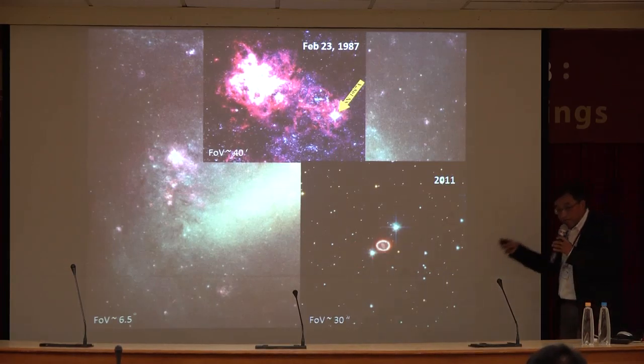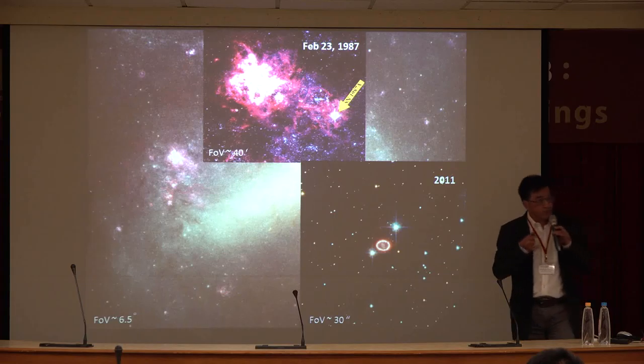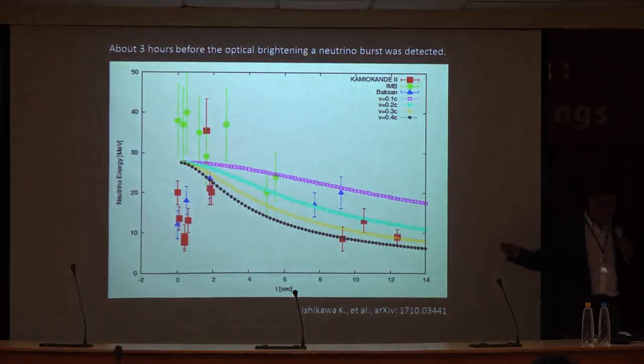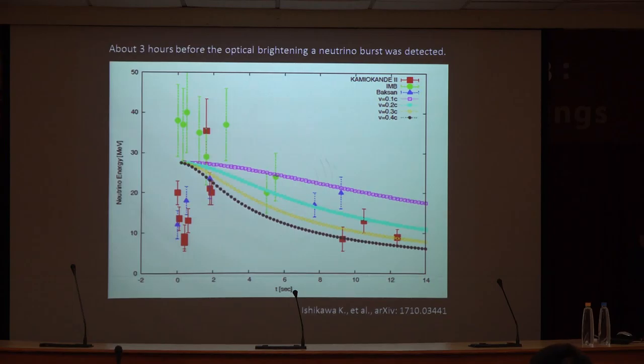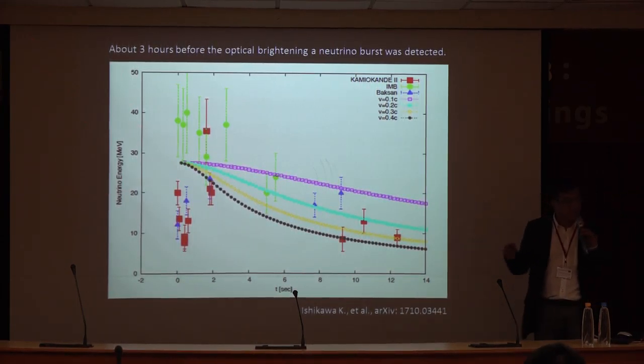Anyway, I'm not going to talk about supernova remnant evolution. My point is that for this event, this is only photons, electromagnetic waves, right? But as many of you also know, there were neutrinos detected at the same time. I mean, about 3 hours before the optical brightening, some neutrinos were detected. Here, this is time, and this is the neutrino energy. There were about 20 neutrinos detected 3 hours before the optical brightening. And the neutrinos have different energies. These are low energy neutrinos, several MeV.